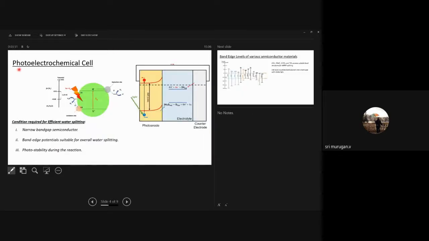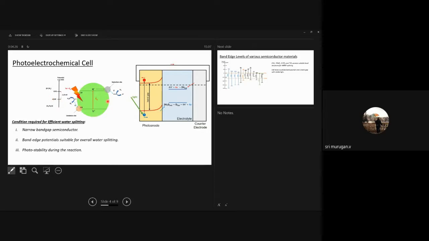So we'll see that clearly here, the photoelectrochemical cell. I explained it a little bit in the previous slide. The photoanode is made up of a semiconductor, so the light interacts with the photoanode and the electron-hole pairs get generated. The holes will be transported to the electrolyte, and the generated electrons will go to the counterpart and produce hydrogen. You can see it clearly here.